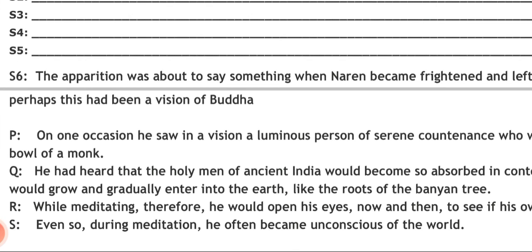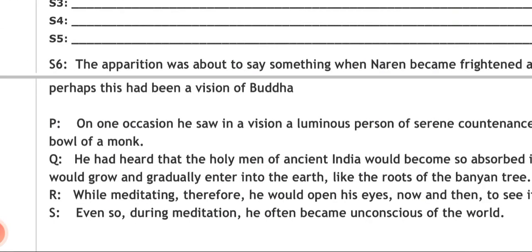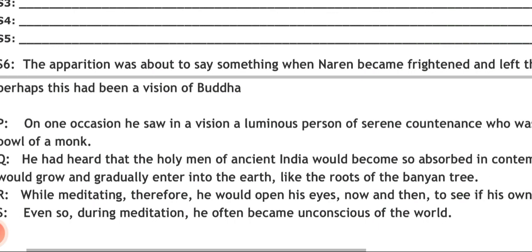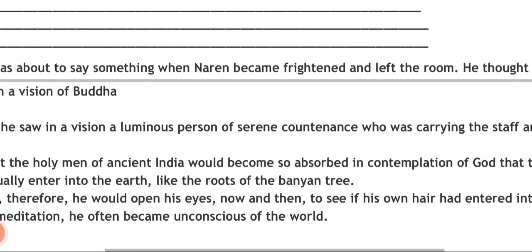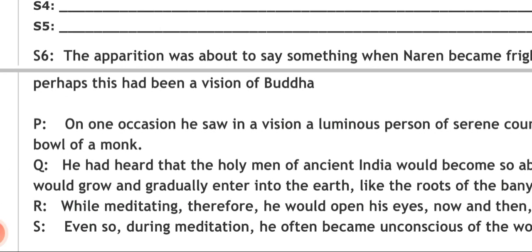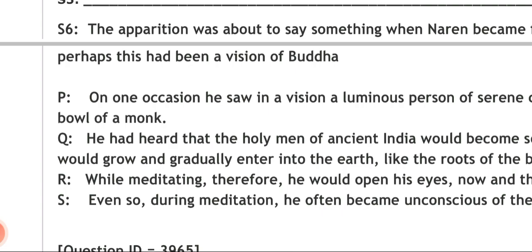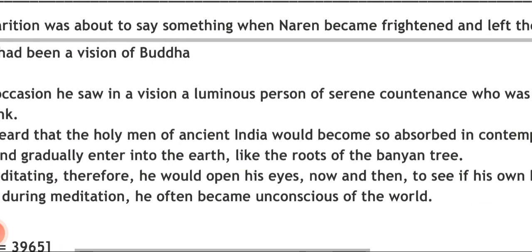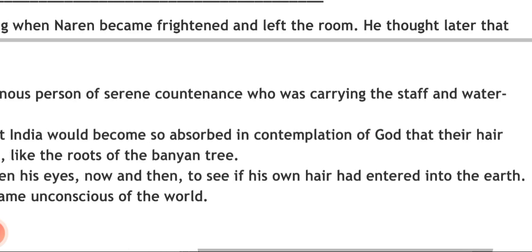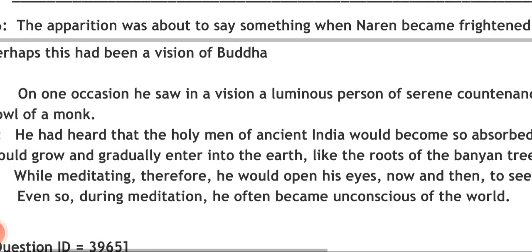P: on one occasion he saw in a vision a luminous person of serene countenance who was carrying the staff and water bowl of a monk. Q: he had heard that the holy men of ancient India would become so absorbed in contemplation of God that their hair would grow and gradually enter into the earth like the roots of the banyan tree. R: while meditating, therefore, he would open his eyes now and then to see if his own hair had entered into the earth. S: even so, during meditation, he often became unconscious of the world.